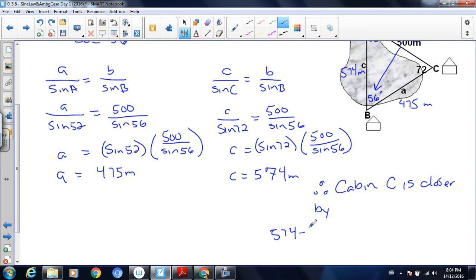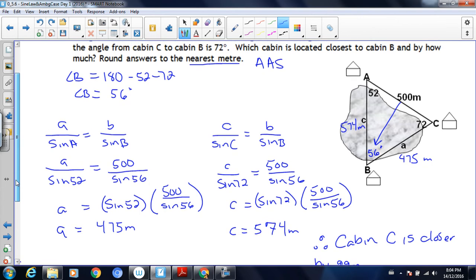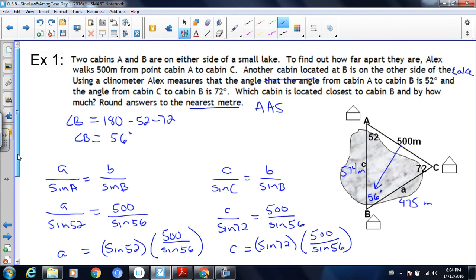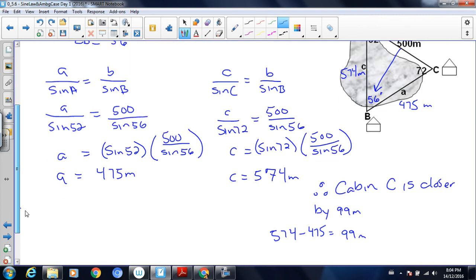574 minus 475, that's 99 meters, so it's closer by 99 meters. And there you go, we've used the sine law. This should be all review for you to solve this word problem. This is a grade 10 problem taken out of a grade 10 textbook.